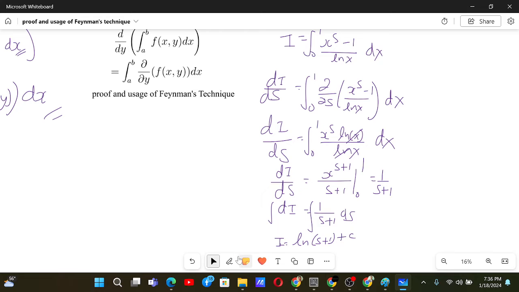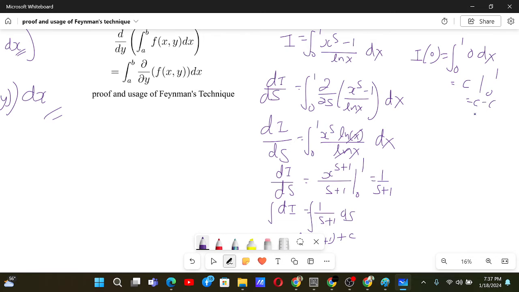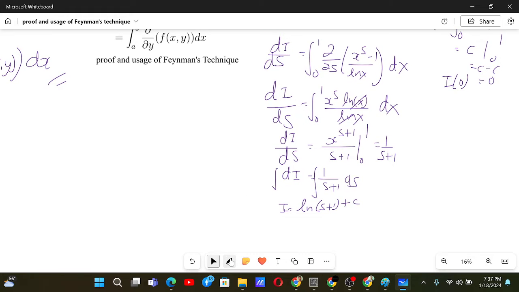For c, we can see that when s is 0, our integral is the integral from 0 to 1 of x to the power 0, which is 1. So 1 minus 1 by ln x dx. Now 1 minus 1 is just 0, so this is 0 dx. And the integral of 0 is just c from 0 to 1, which is c minus c, that's just 0. So I of 0 is actually 0, and that's how we can find the value of c.